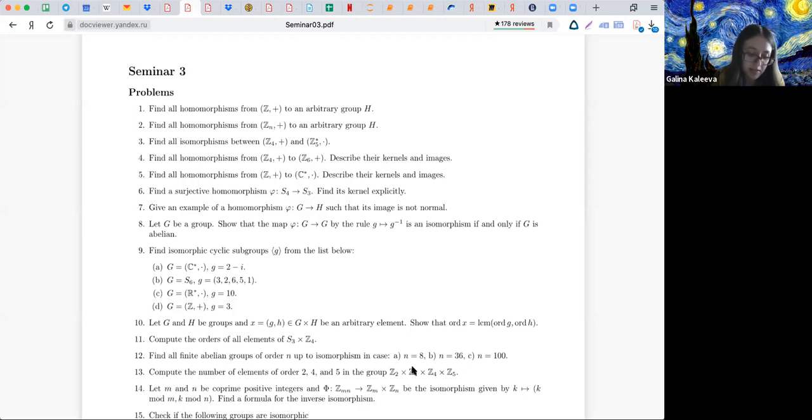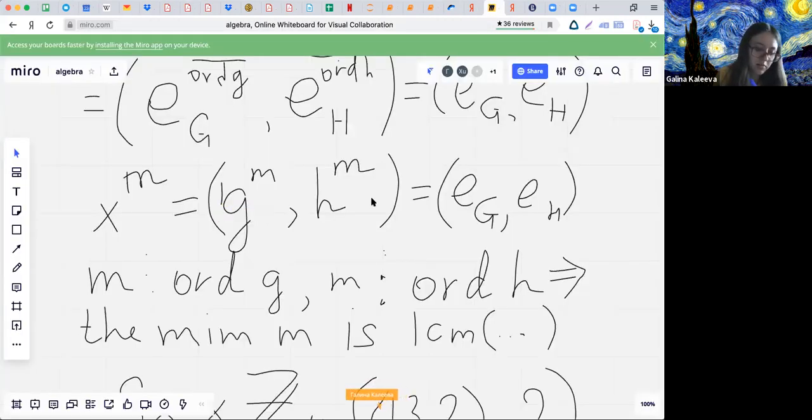The following elements: (1 2) and 3 here, and (1 3 2) and 2. So this is problem number 11. Let's try and find the orders.